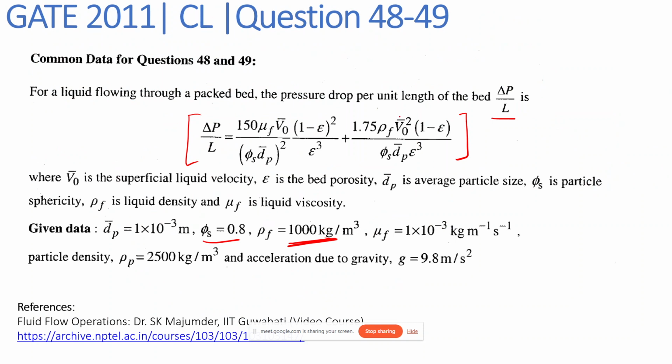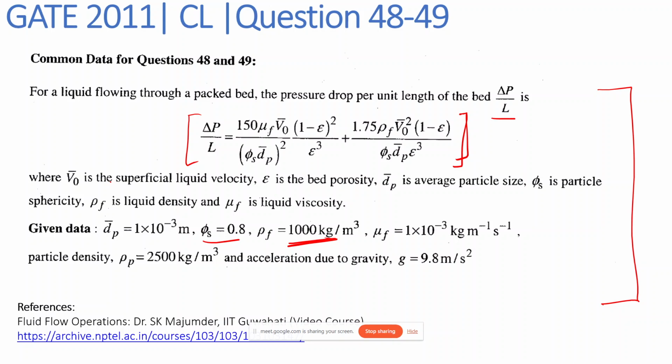So let's take a look at this question from GATE 2011. These are common data questions in which we have been given this data, and based on it we have been asked two questions which we have to solve using the given common information. We have been given that for a liquid flowing through a packed bed, the pressure drop per unit length of the bed, that is delta P by L, is given by this equation.